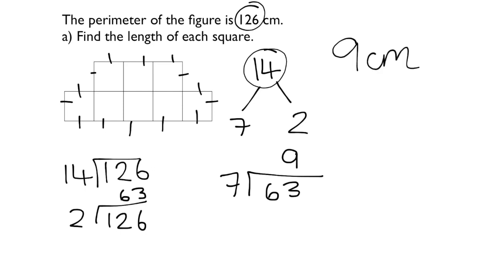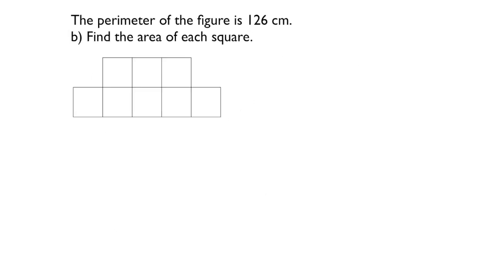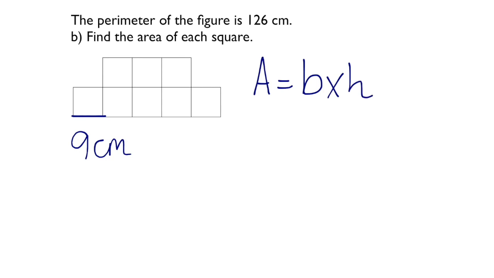Okay, on to part B. The beauty of all these questions is that they build upon each other. These three-part questions, you will have to use your answer from part A in part B. So we know that the length of each side is 9 centimeters from our first question. So we're going to use that to find the area of each one of these squares. And that is simply base times height. 9 times 9 equals 81 centimeters squared.